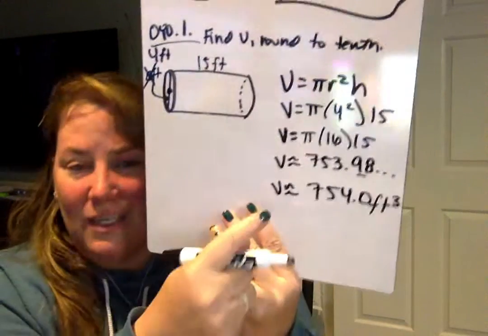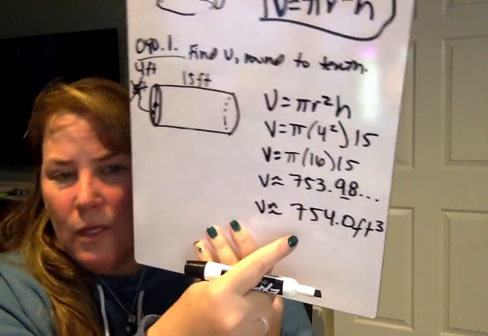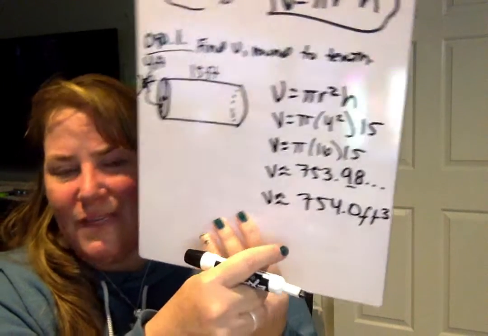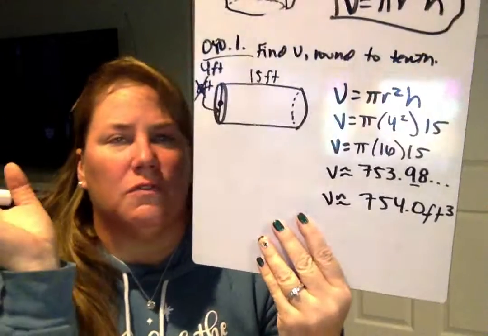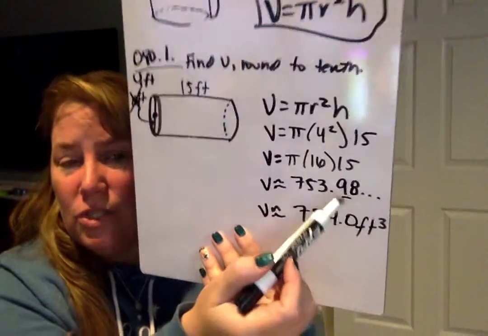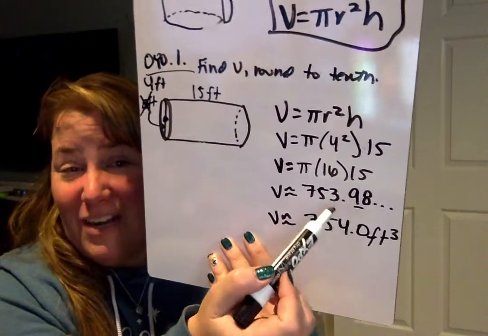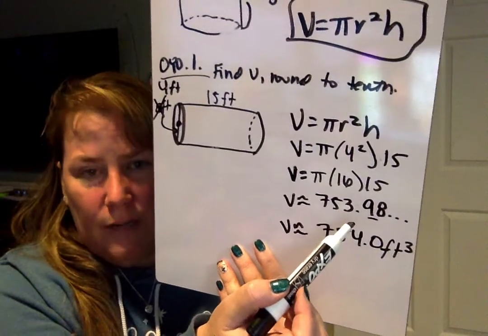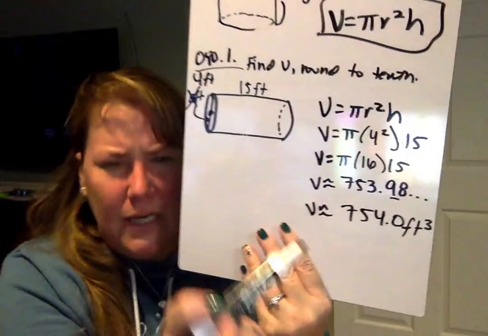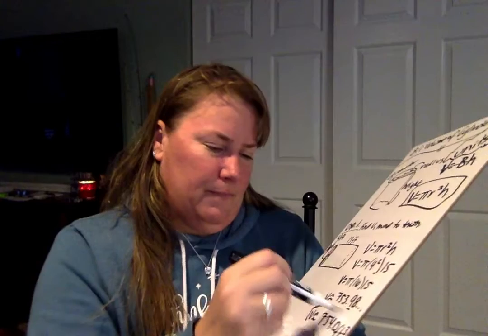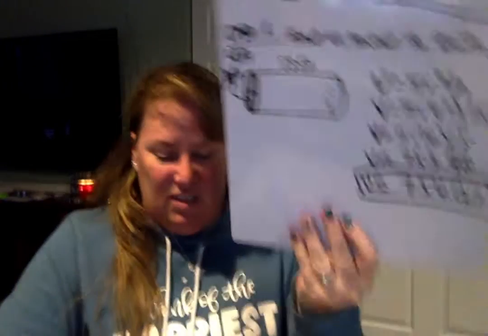And there you have it. Volume is approximately, don't forget this squiggle, 754.0 feet cubed. You could even just put 754. I really don't care. But as long as you make sure you know this 9 goes to 0, and then it also pushes up this 3. So think about money when it's to the nearest 10th. Think about money.